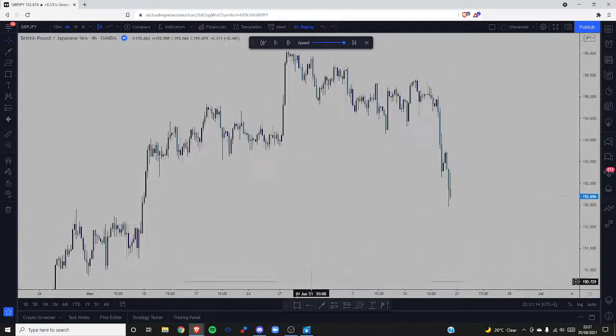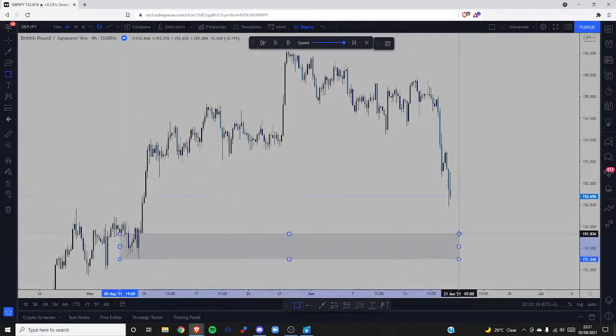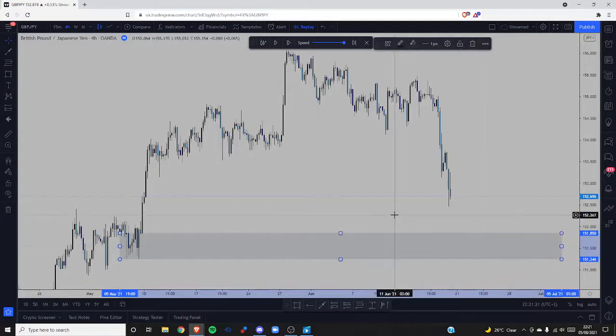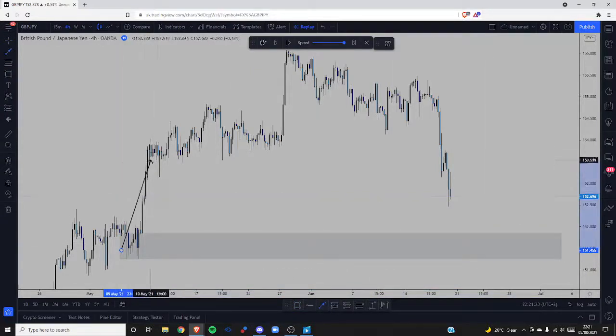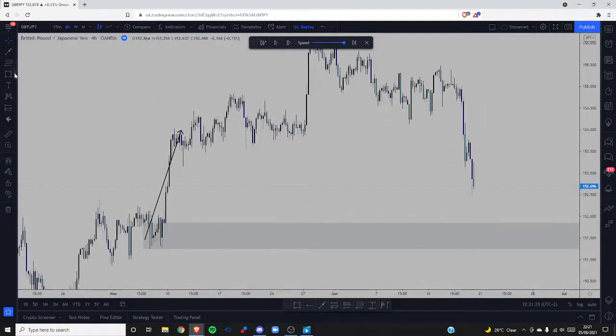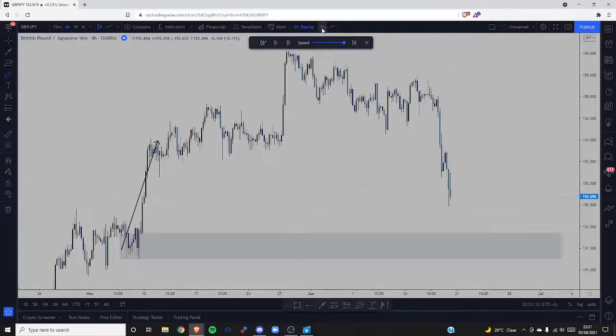In this case, we're going to be talking about a buy zone over here, where price started buying and broke lots of previous highs. So definitely a valid buy zone for us according to our rules.